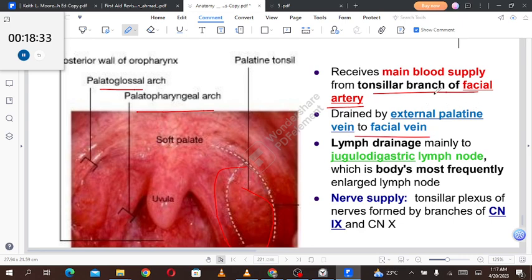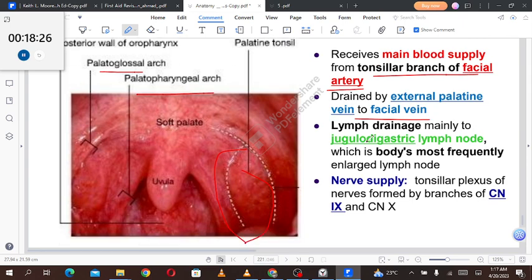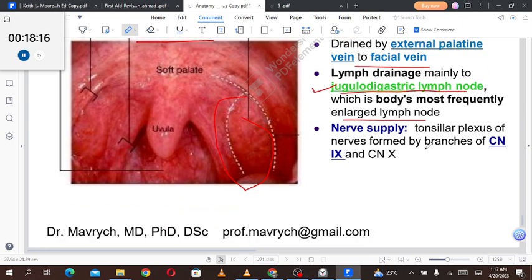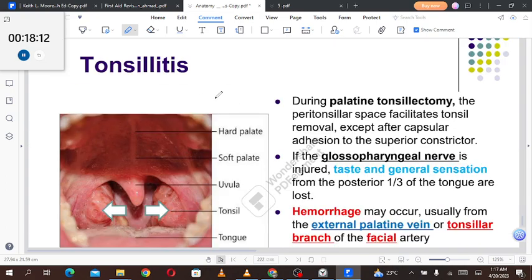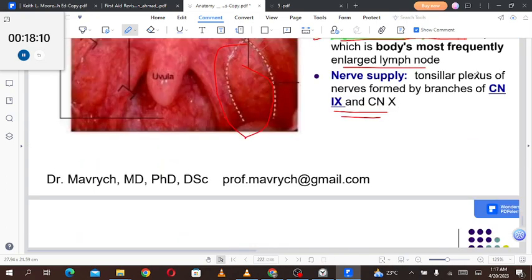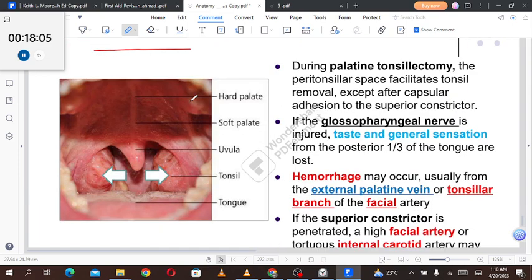So the main blood supply is coming from the tonsillar branch of the facial artery, and they are drained by the external palatine vein to the facial vein. Lymph drainage is mainly to the jugulo-digastric lymph nodes, which is the body's most frequently enlarged lymph node. Nerve supply is the tonsillar plexus of nerves formed by the branches of CN9 and CN10. So now we'll talk about tonsillitis.